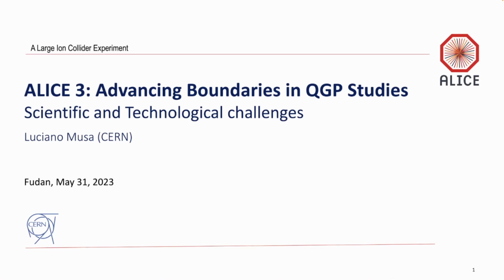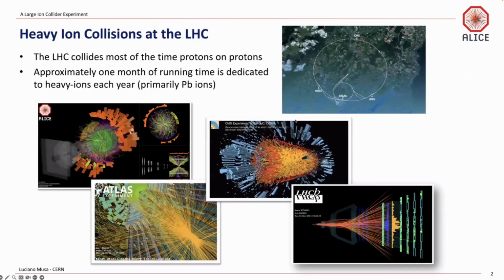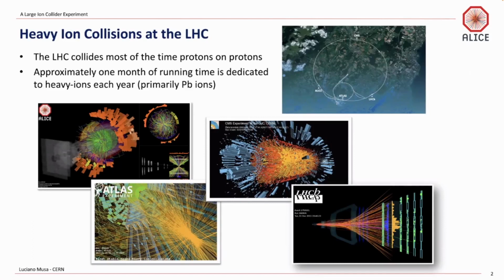We'll discuss ALICE 3, which is the phase of the ALICE experiment planned for the next decade, which aims at advancing the boundaries in the QGP studies at the LHC. And we'll discuss the scientific and technological challenges. And I would like to start with a brief introduction, just to put it in context.